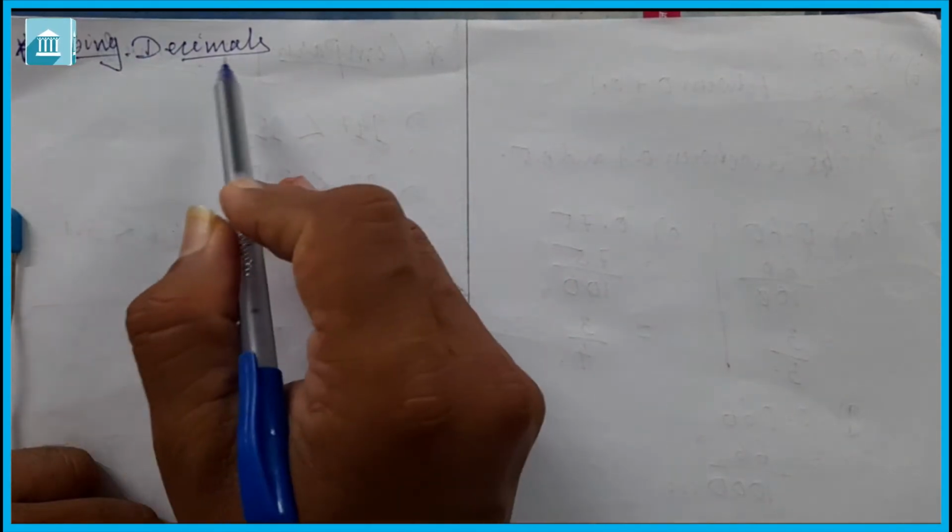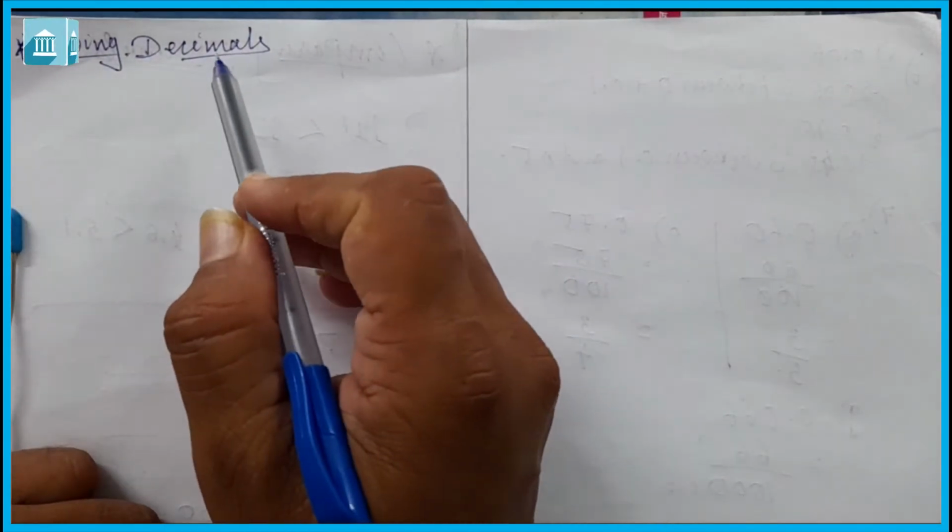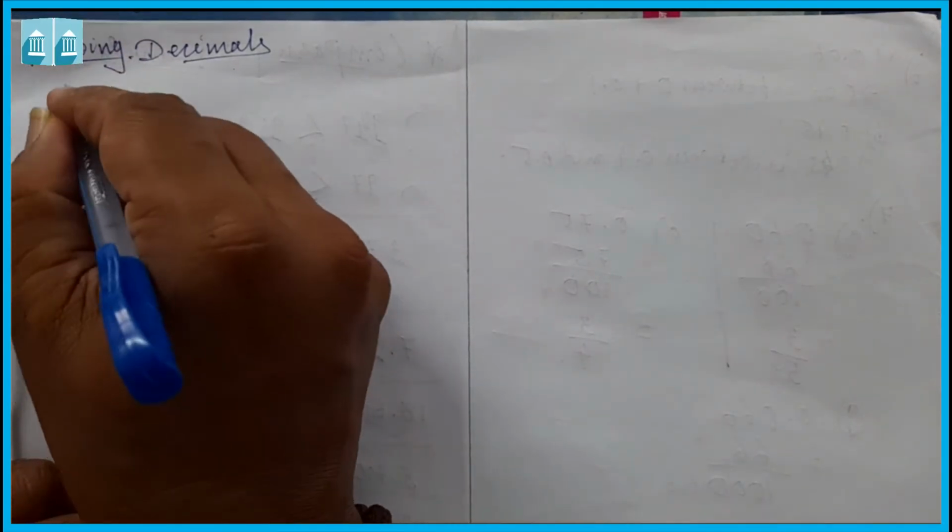Dear student, till last session we had learned about decimals, tenths, hundredths, then comparing decimals, how to compare two decimals, etc. Now in this session we are going to learn the use of decimals, where we can use decimals in our daily life. Let us begin with money.